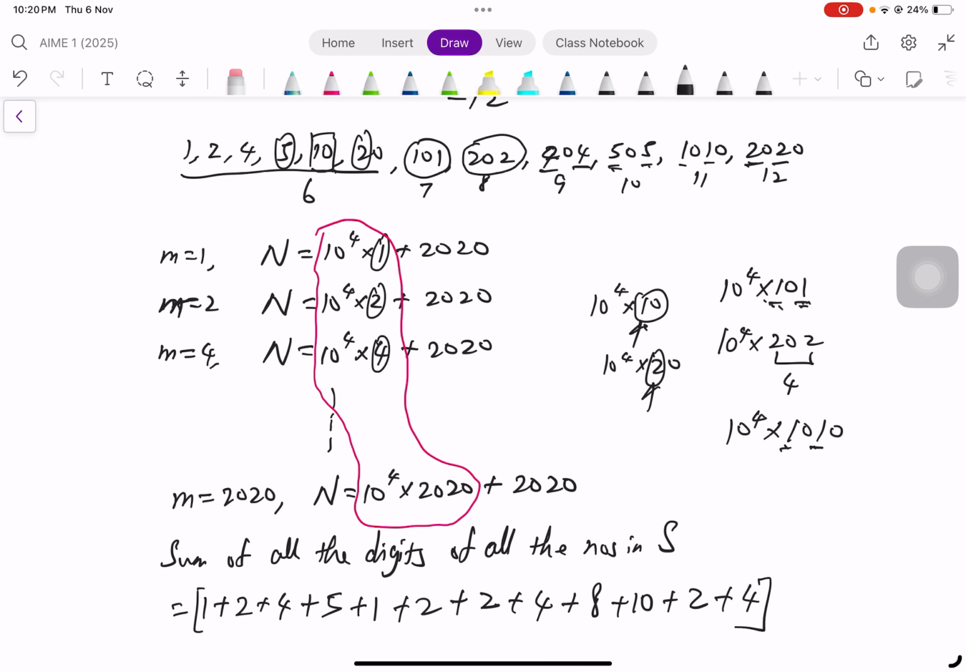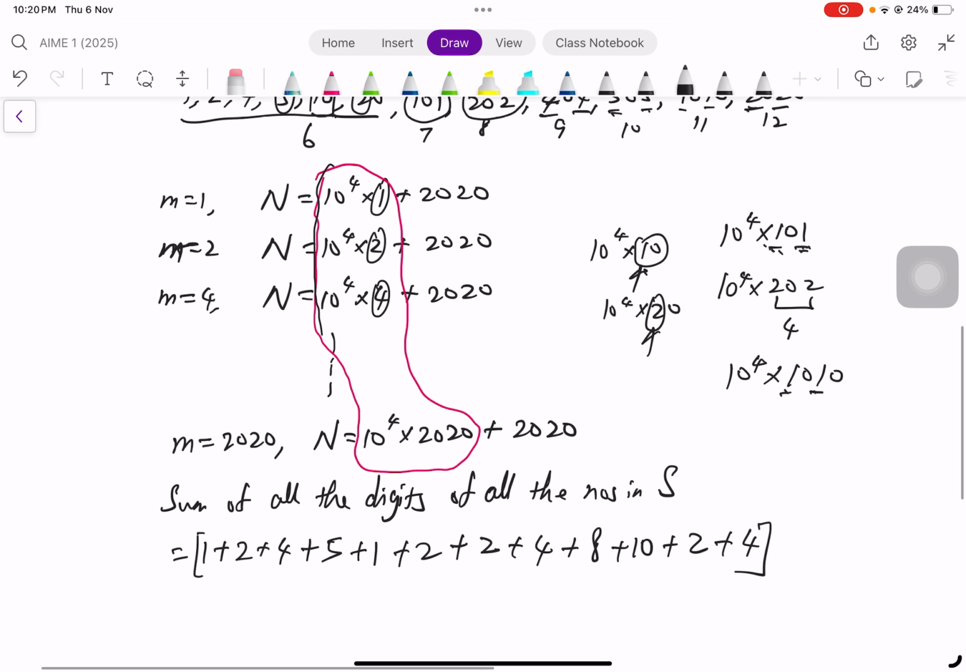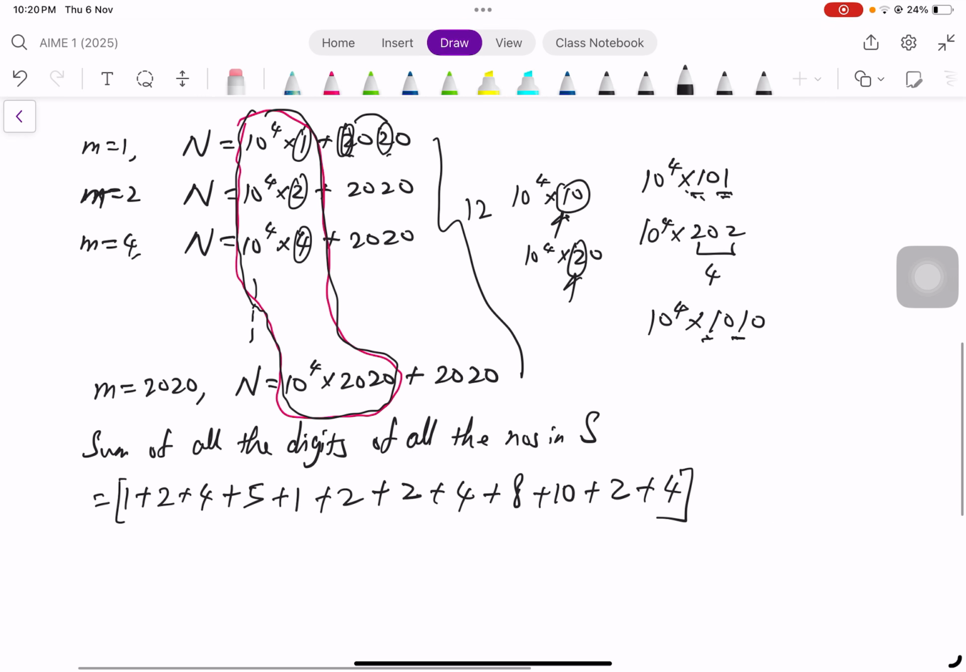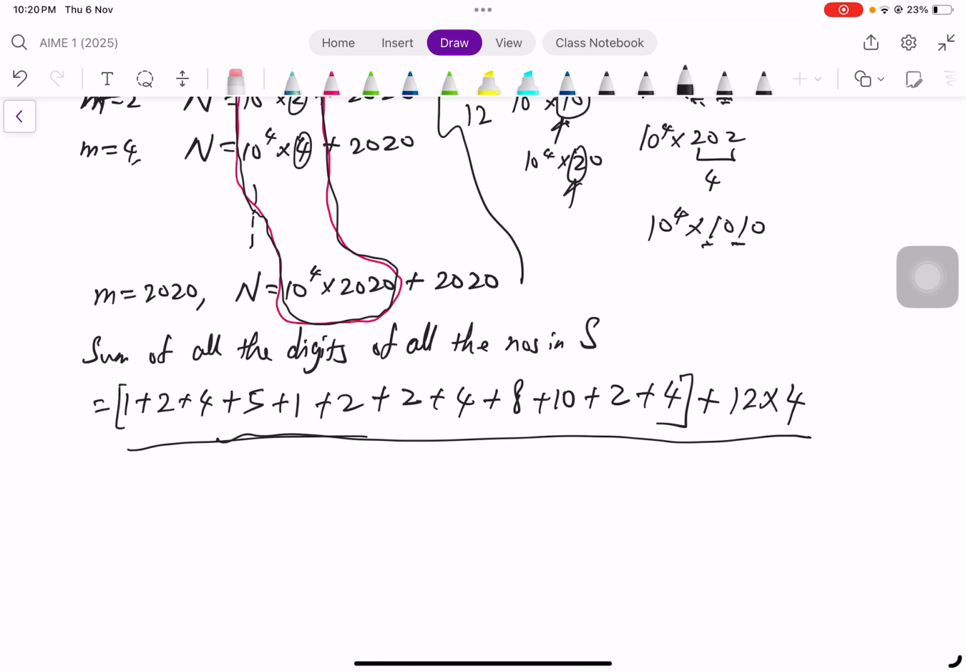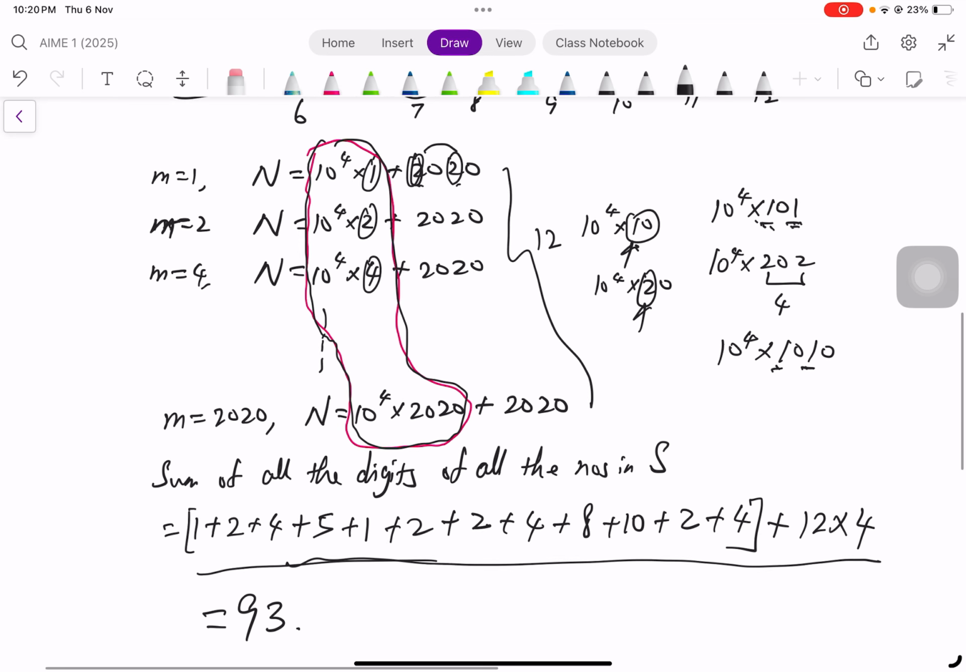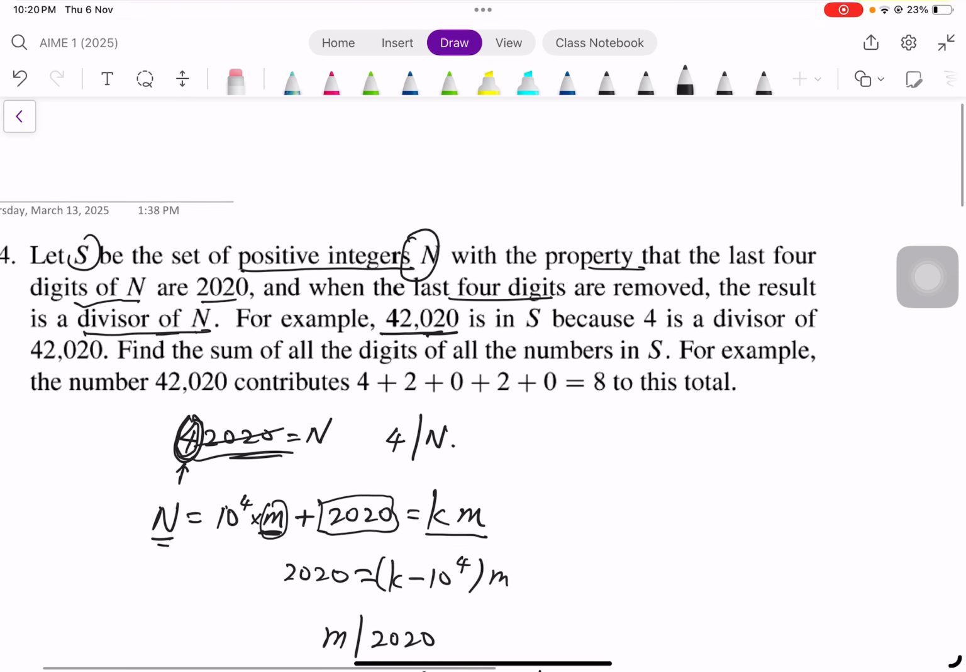Therefore, I count the digits of the front part here, and then the last part always contributes 2 plus 2, which is 4. How many numbers are there? In total 12 numbers, therefore it is 12 times 4. And the sum of all these turns out to be 93. That's it. I think it's an interesting question in a sense.